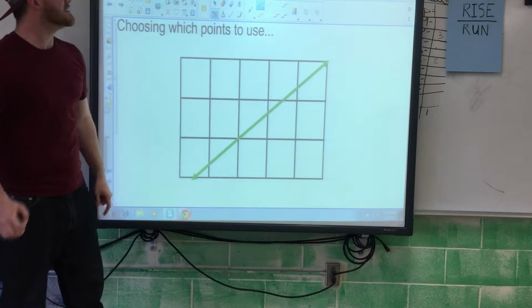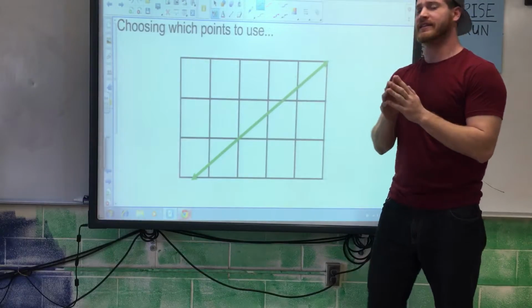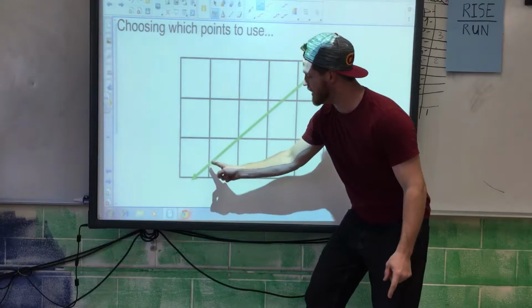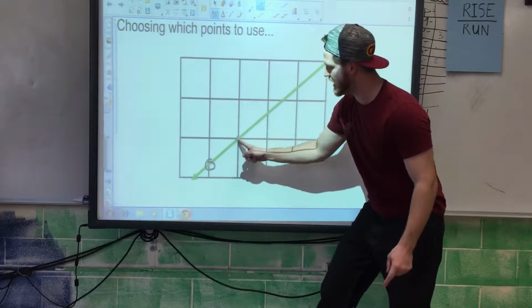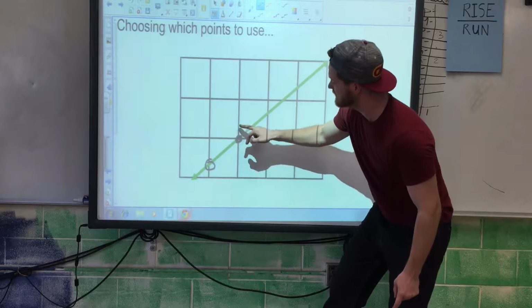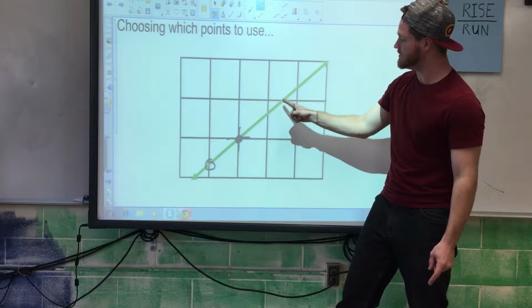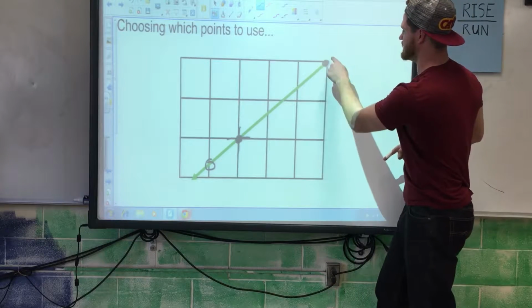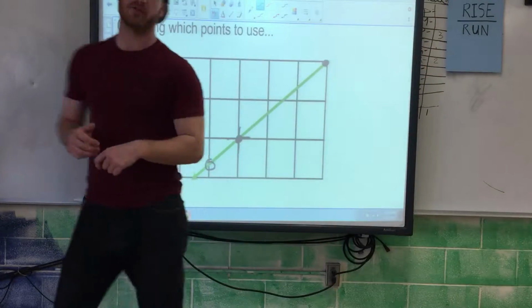So, determining which points to use, this is imperative. You have to choose a point that directly goes through an intersection. So, this point would not work because that goes through the middle of those 2 boxes. This point, however, would work because that is an exact intersection between those 2 lines. This one, no. Last one, this would work because it's an intersection of this line and that line. Once you choose your 2 points, rise over run.